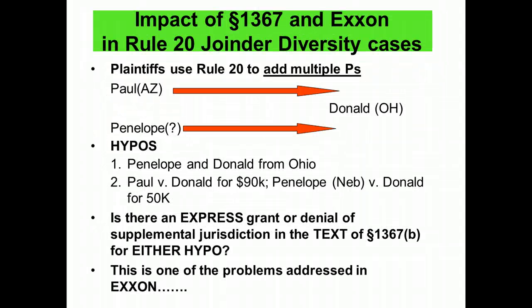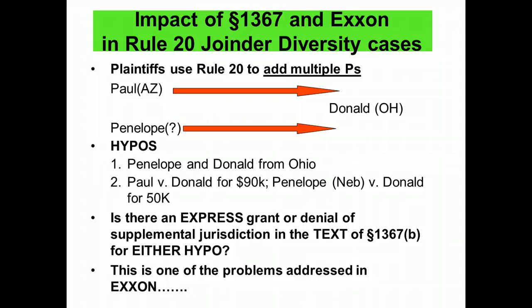To begin, Exxon deals with some difficult questions of party joinder. So for a moment, let's review what the Federal Rules of Civil Procedure permit people to do to join others in their lawsuit. Specifically, Rule 20 of the Federal Rules of Civil Procedure allows a plaintiff to add multiple plaintiffs to their suit. In the hypothetical you see here, Paul from Arizona is suing Donald from Ohio, and then Rule 20 would permit Paul to join Penelope as an additional plaintiff, also suing Donald.